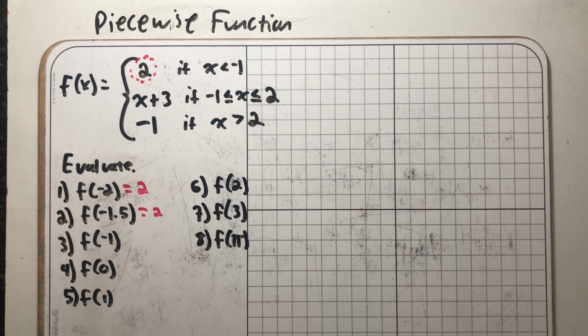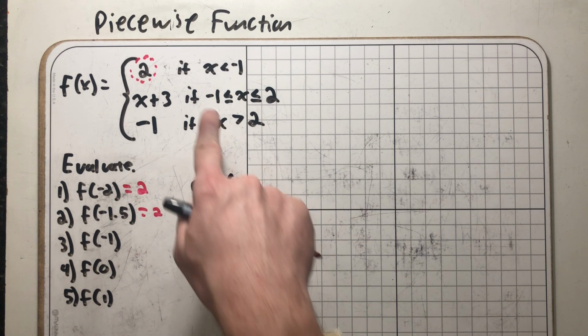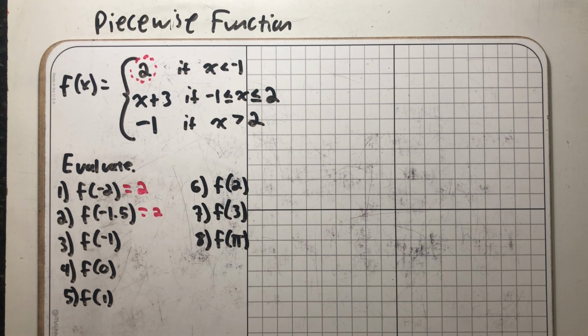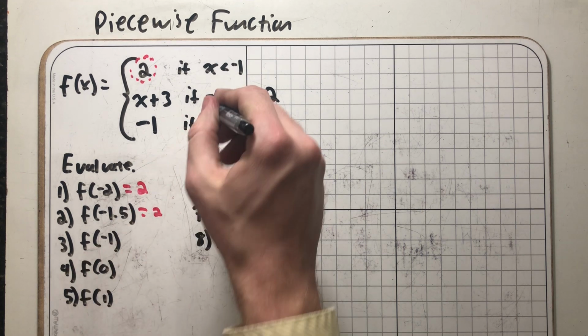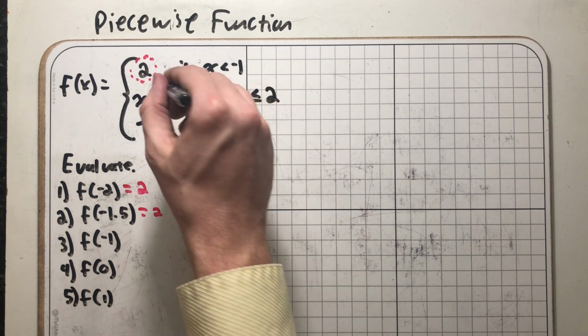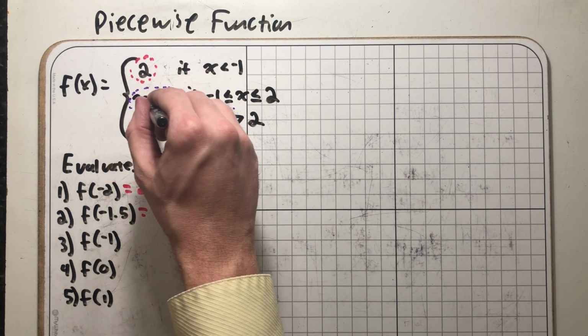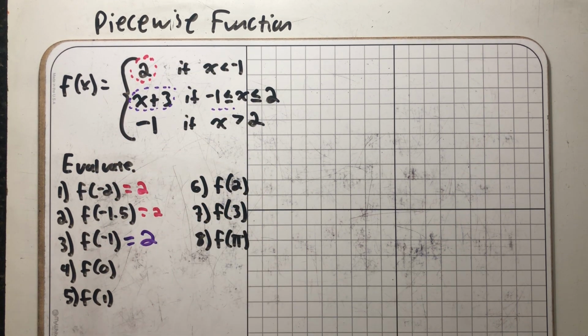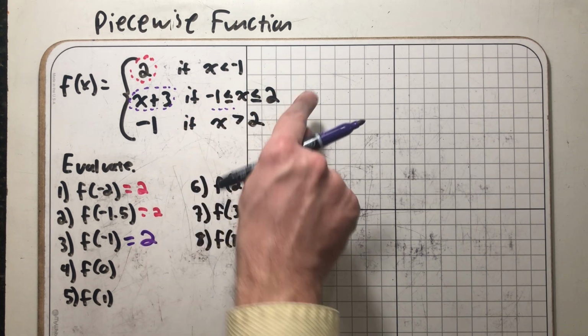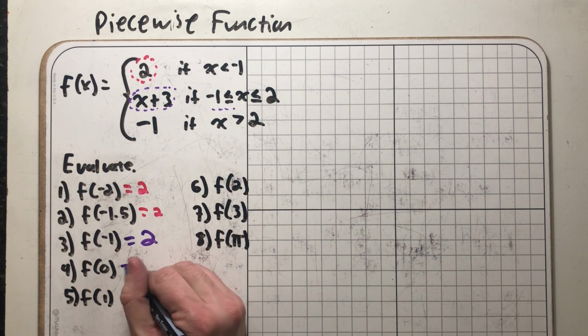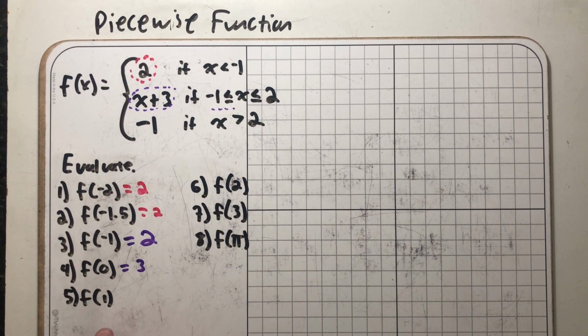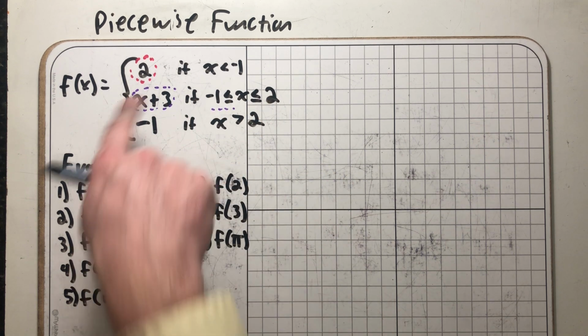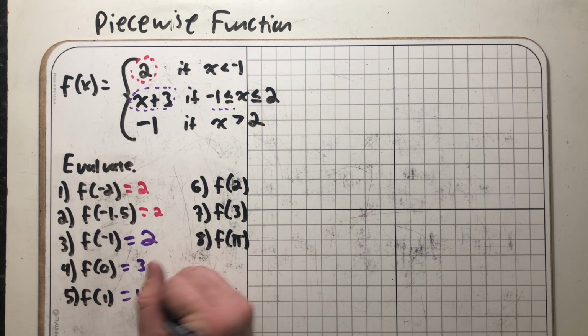And then finally, I'm asked f of minus 1, and what I realize is that's no longer talking about this piece. I've jumped into the next piece where x is equal to minus 1, and I'm supposed to use the formula x plus 3. Minus 1 plus 3 is 2. I have another x value between minus 1 and 2, so 0 plus 3 is 3. F of 1, 1's still in that interval, so 1 and 3 make 4.